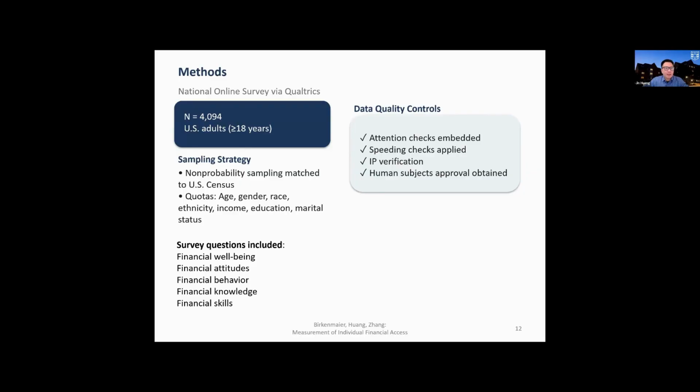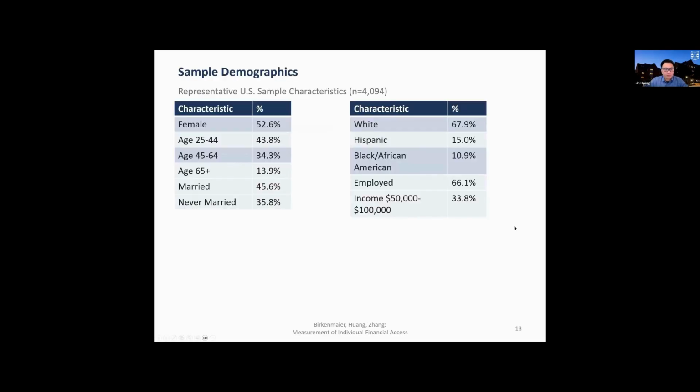And I want to emphasize that our survey also includes a group of validated household finance related measures, like the CFPB's financial well-being scale, as well as measures of financial attitudes, behaviors, knowledge, and skills. By including these additional concepts and scales, we can statistically demonstrate that financial access is a distinct concept, to support the measurement of convergent validity of the financial access scale.